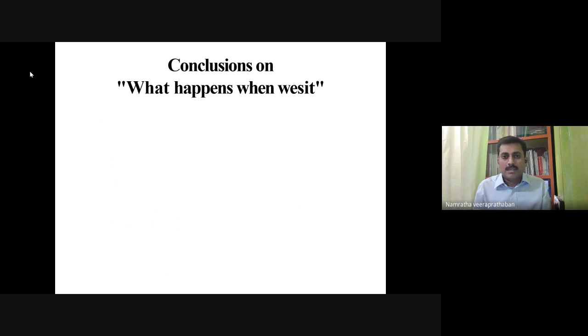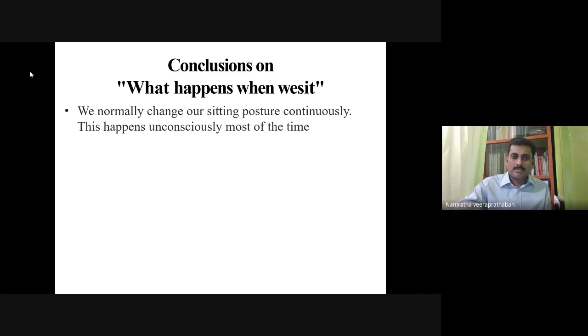Okay. Conclusion on what happens when we sit. We normally change our posture continuously. It is a continuous posture. This happens unconsciously most of the time. Yes or no? The answer is yes.